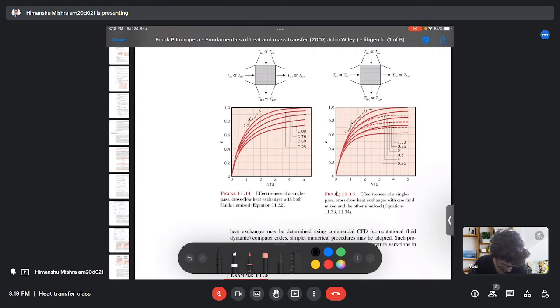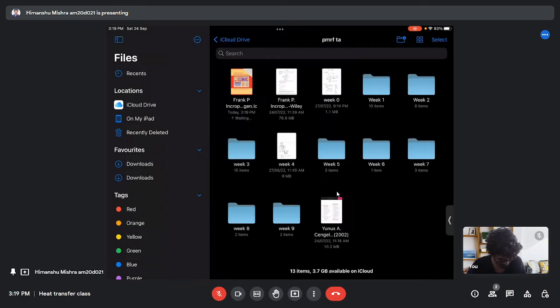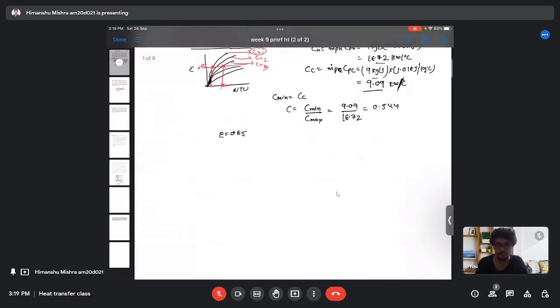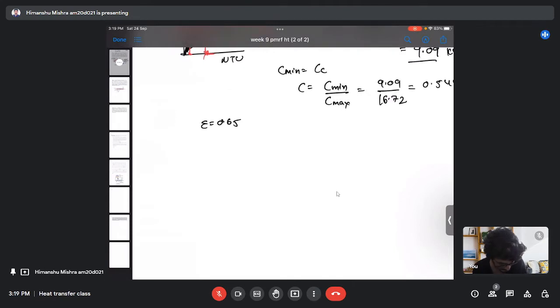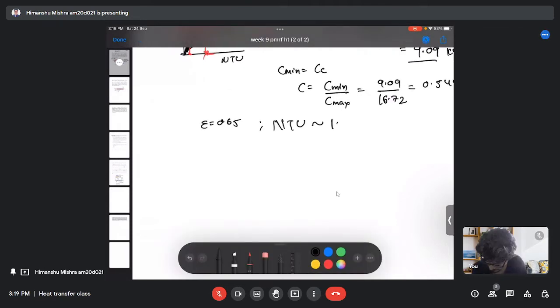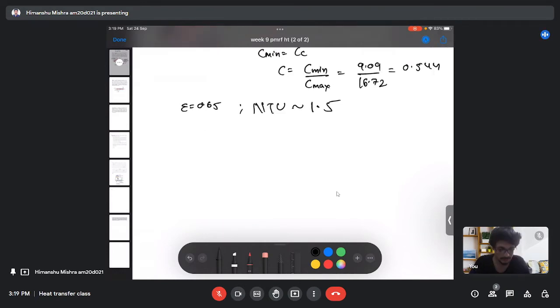So from this plot we have 0.65 effectiveness, which lies somewhere here, and therefore we can get the NTU somewhere here, which is approximately 1.5. So from the plot we get NTU approximately 1.5. So now we can use the NTU relation, which is quite simple.